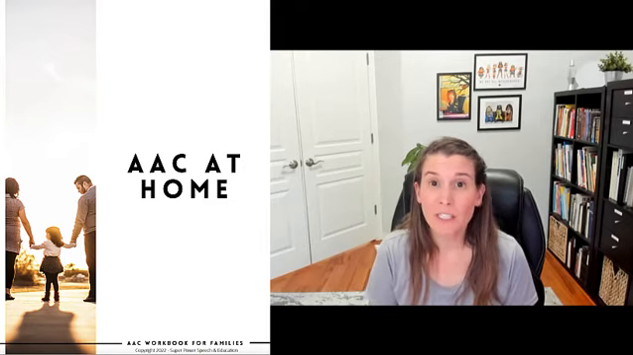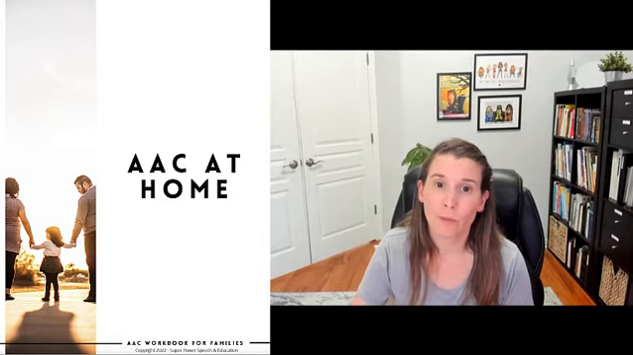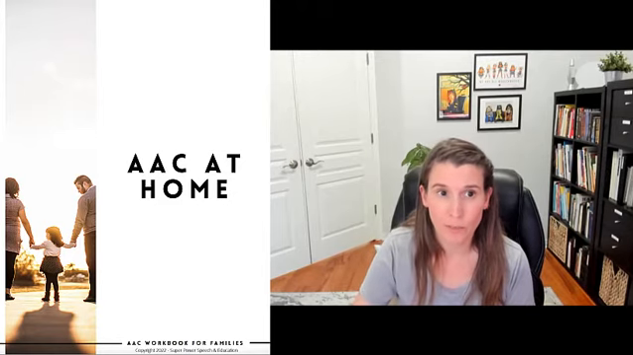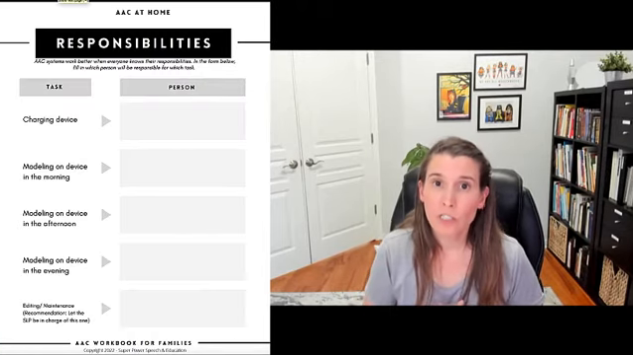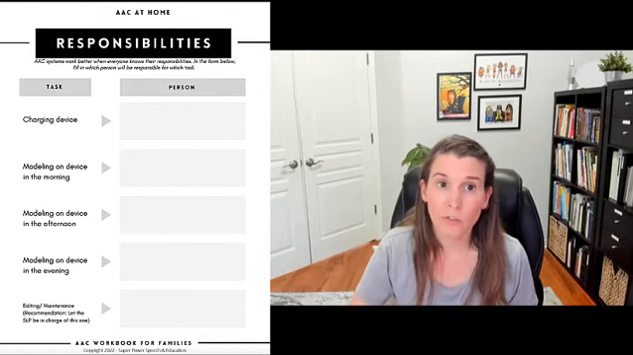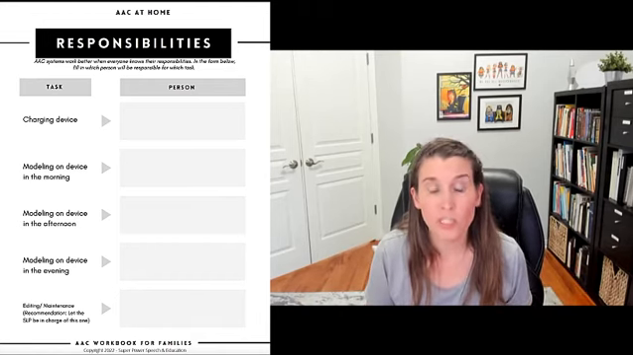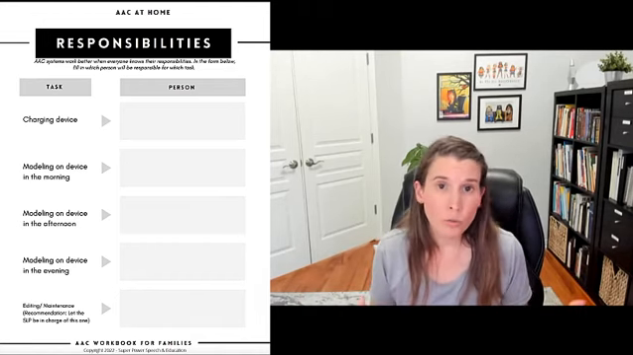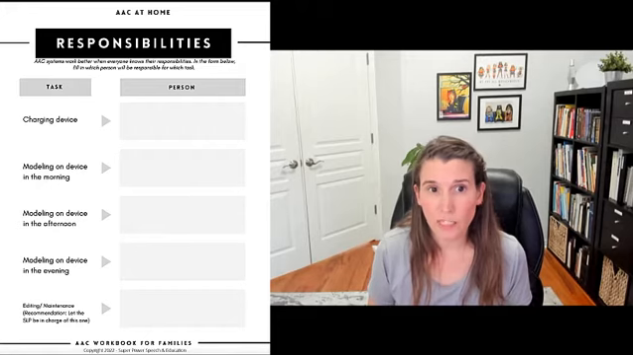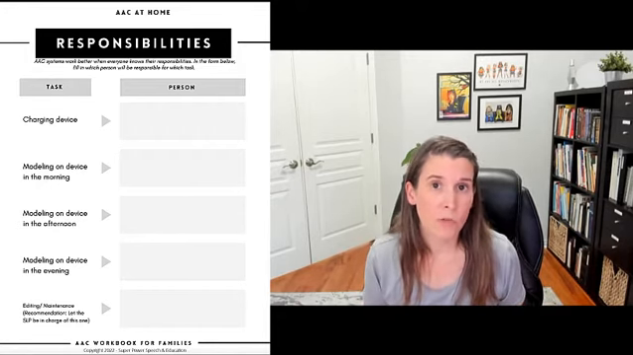Like everything, we need to be able to have an organizational system at home that will help us keep AAC in the forefront of our mind to be able to help our child as much as possible. So in order to do this, we definitely need to divide up responsibilities. If you are in a home with multiple adults or older children, then you can divide up who's going to be in charge of what different things to help your child who uses AAC get the most out of their system.